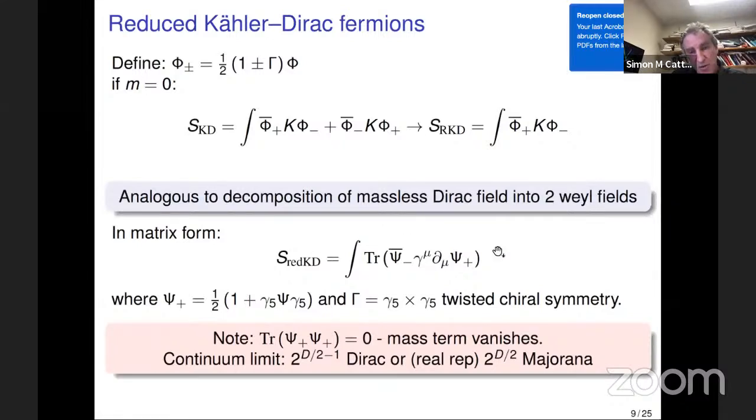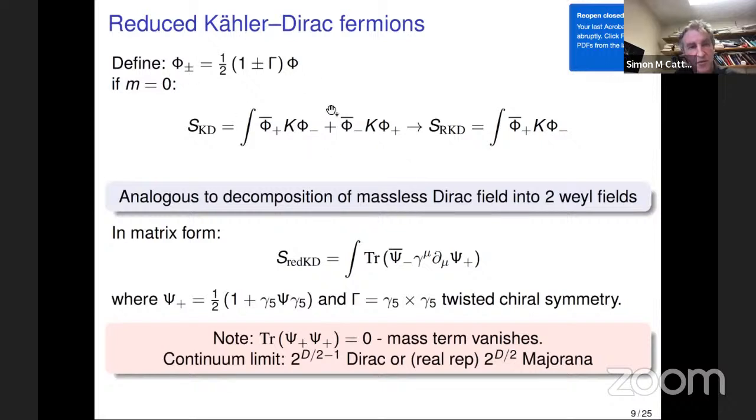But notice these theories are naturally massless. If I try to square this matrix down and take its trace to get a mass term, I get zero, of course, for one flavor. So again, it's somewhat similar to the normal Weyl fermion situation. And in the continuum limit, it will describe half as many fermionic degrees of freedom as the full Kaehler-Dirac theory, right? So there's going to be a mapping between reduced Kaehler-Dirac fermions and reduced staggered fermions in the end. They have the same name, and so the counting works in a similar way. I'm just putting that up front because we'll refer to this later on.